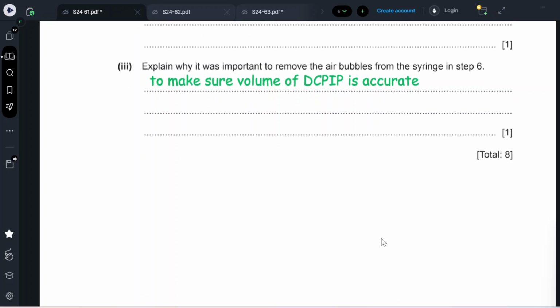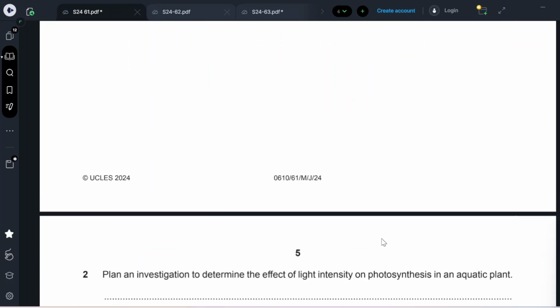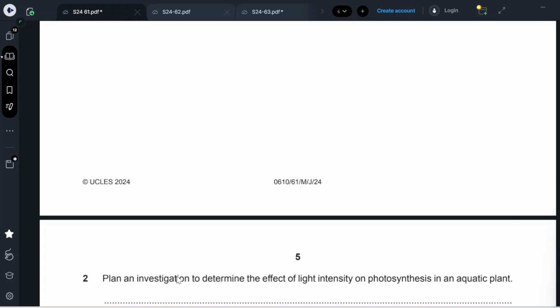That was question 1. 8 marks for question 1. Let's see question 2. Plan an investigation to determine the effect of light intensity on photosynthesis in an aquatic plant.